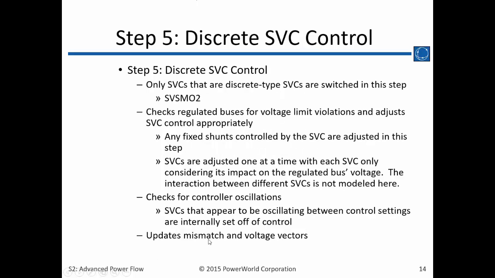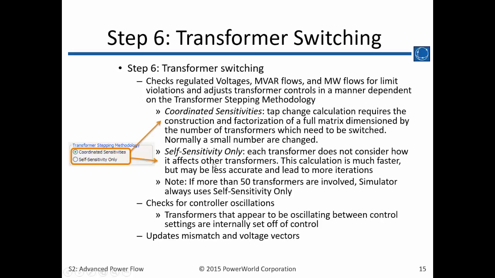Then we go to step 5, which is discrete SVC control. Only SVCs that are discrete type are switched in this step, so SVS M02. This checks regulated buses, again, for voltage limit violations and adjusts the SVC control appropriately. Any fixed shunts controlled by the SVC are adjusted in this step, and SVCs are adjusted one at a time, with each SVC considering only its own impact on the regulated bus voltage. Again, interaction between different SVCs is not modeled here. And then we check for controller oscillations again and turn off any that are oscillating, and then update the mismatch and voltage vector for any changes to the SVCs.